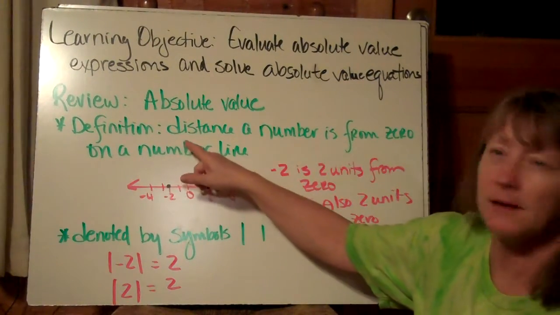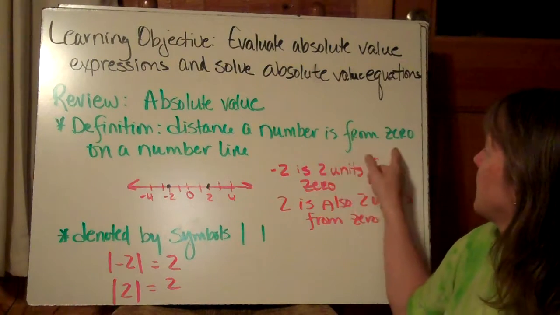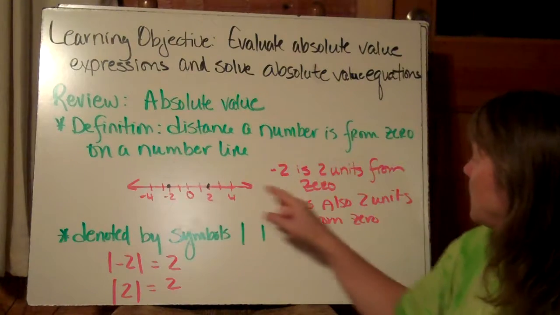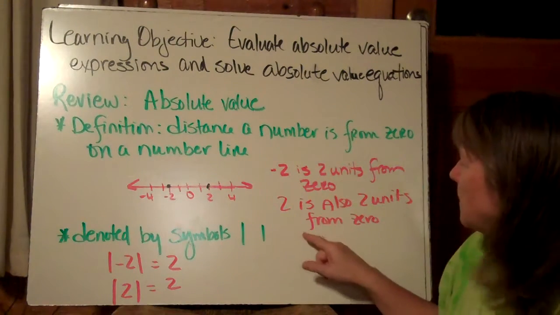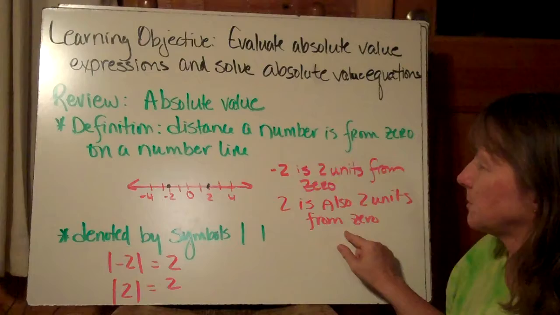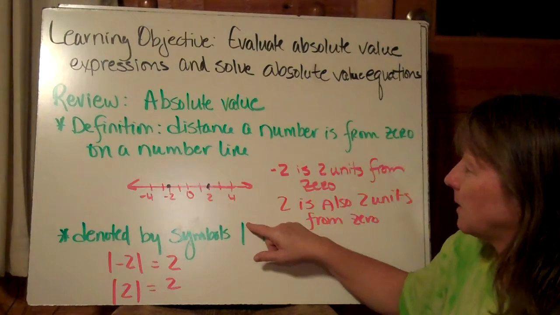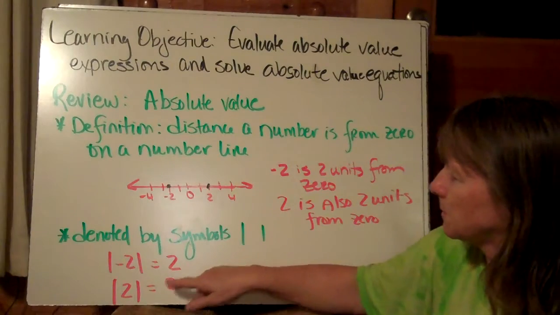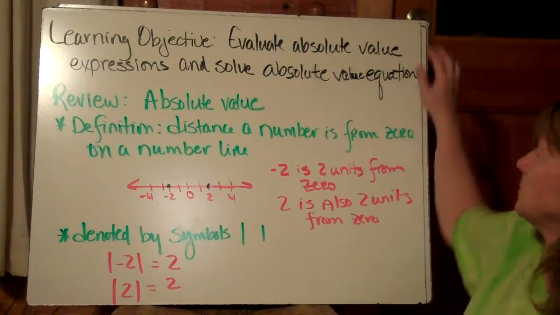Absolute value, what is the definition of it? The distance a number is from zero on a number line. So if you have a -2, that is 2 units away from zero. A 2 would be 2 units from zero. You denote it by these symbols, so the absolute value of -2 is 2, and the absolute value of 2 is 2.